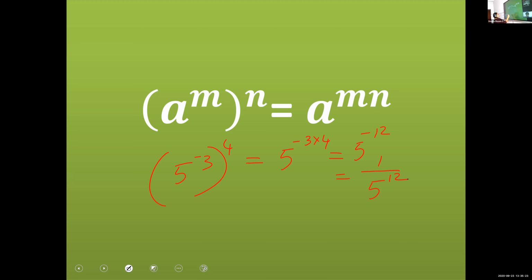Ritvik. 6 raised to 9, the whole raised to negative 1 by 3. What will be the answer? Simplify it. 6 raised to 9, the whole raised to negative 1 by 3, will be equal to what?